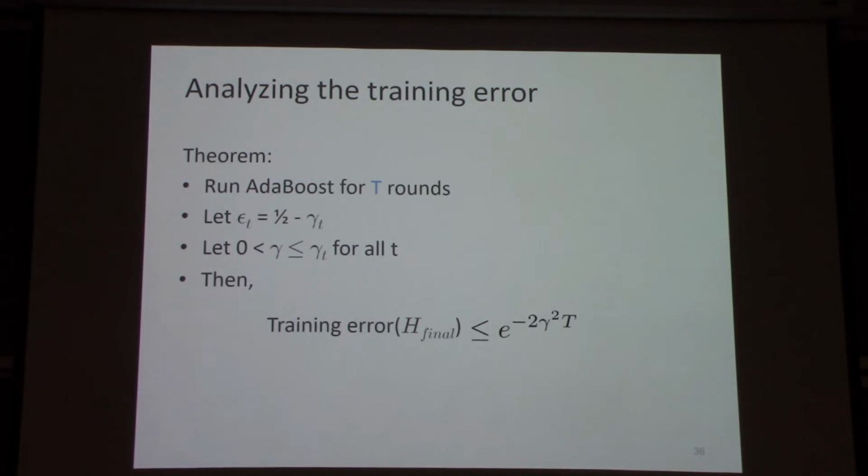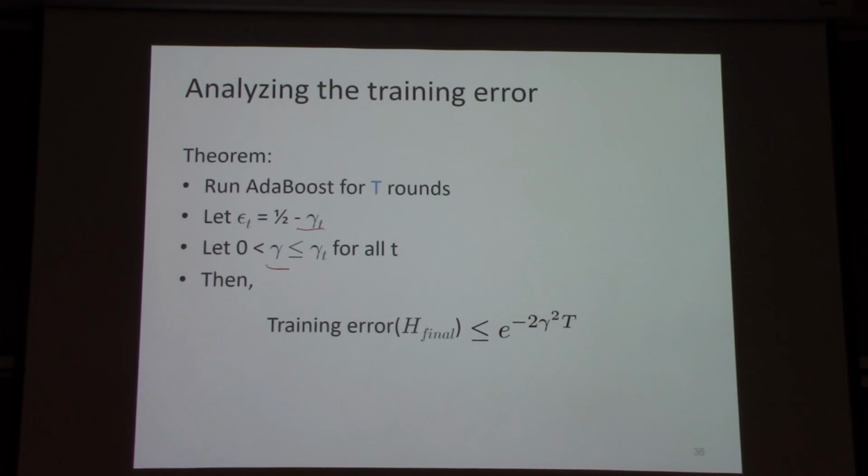Alright, so let's look at the theorem. The theorem for Adaboost says the following. Let's say you run Adaboost for T rounds, and at each step let the error of the tth classifier be slightly better than chance. Namely, let's say it is half minus gamma t. And let's say all these gamma t's are more than some fixed gamma. So error is half minus gamma t at each step, and there's some gamma that's smaller than all the gamma t's.